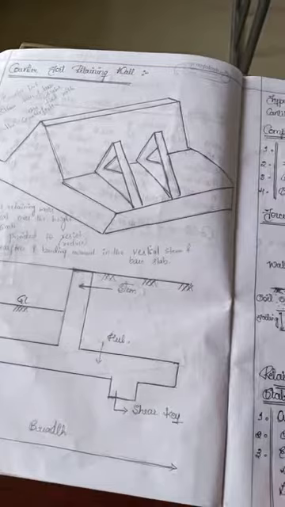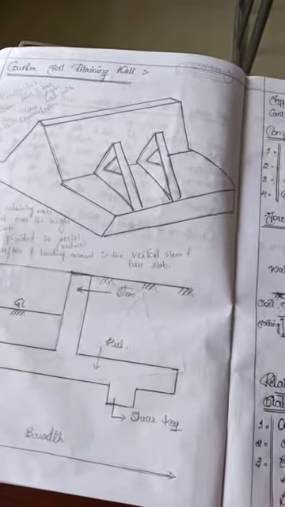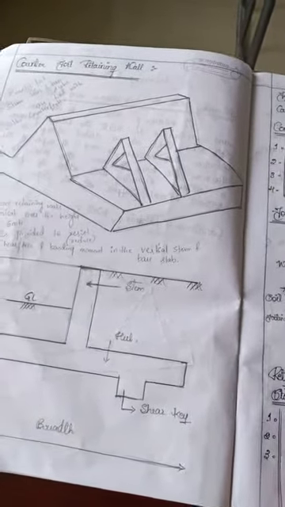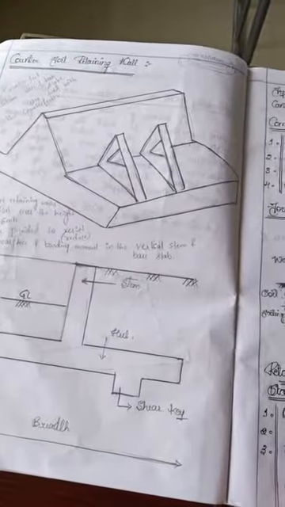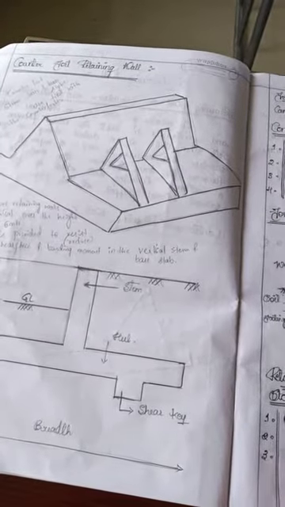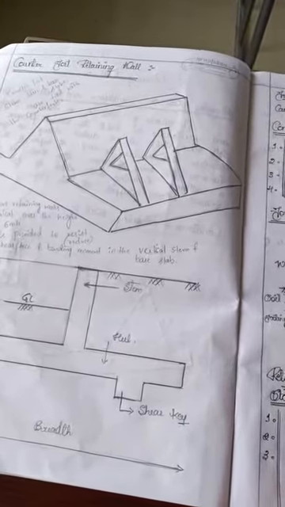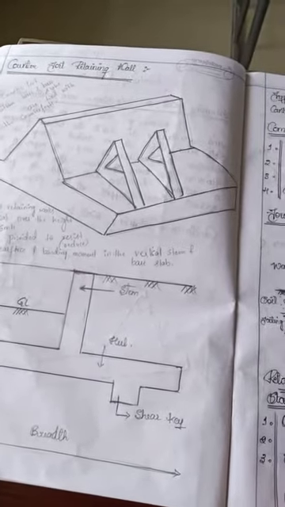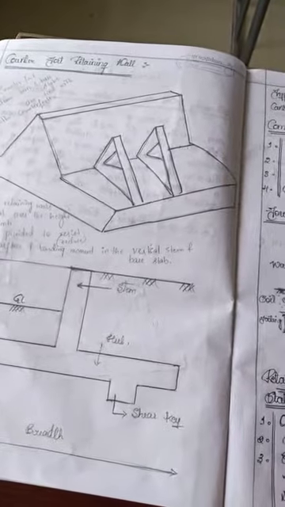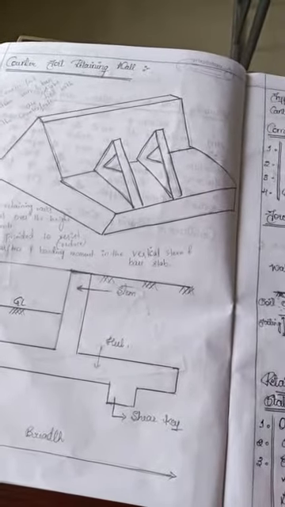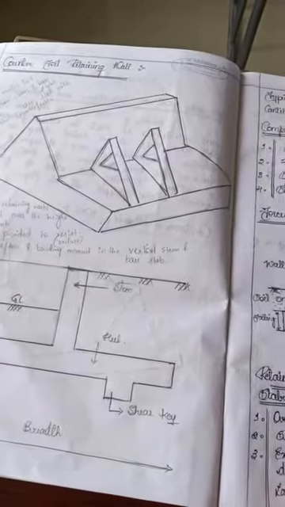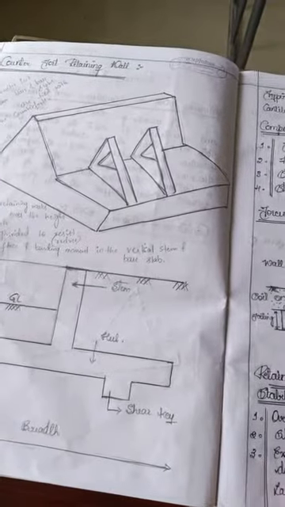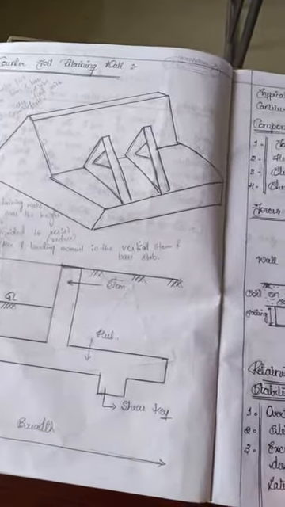First thing is why the cantilever retaining wall is used. According to the diagrammatic representation, we can use the cantilever retaining wall when the height is up to 5.5 meter or equal to 5.5 meter. If the height is more than 5.5 meter, then we can go for the counterfort retaining wall.